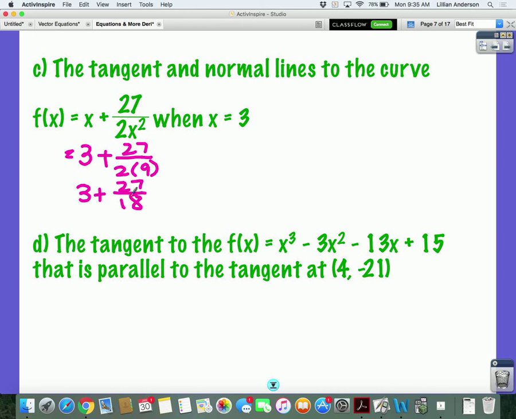Anyone? 9 over 2. So when we add that, the final answer is 9 over 2. So that's your y value.